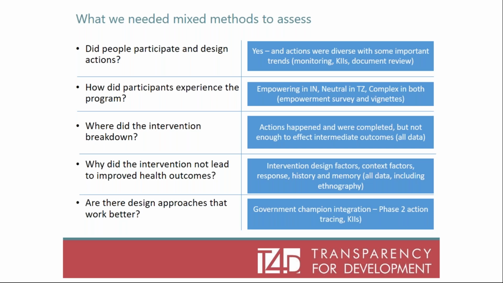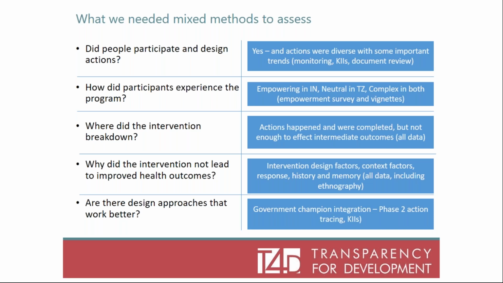And then finally, and this is actually where I'll end, we also wanted to understand whether there were design approaches to social accountability that could work better. And this is where our phase 2 comes in. Recognizing some of the trends from phase 1, one of the things that we observed was that even for some of the problems that communities wanted to address that would require engagement and action with government officials above the local level, we didn't see actions that targeted that level.